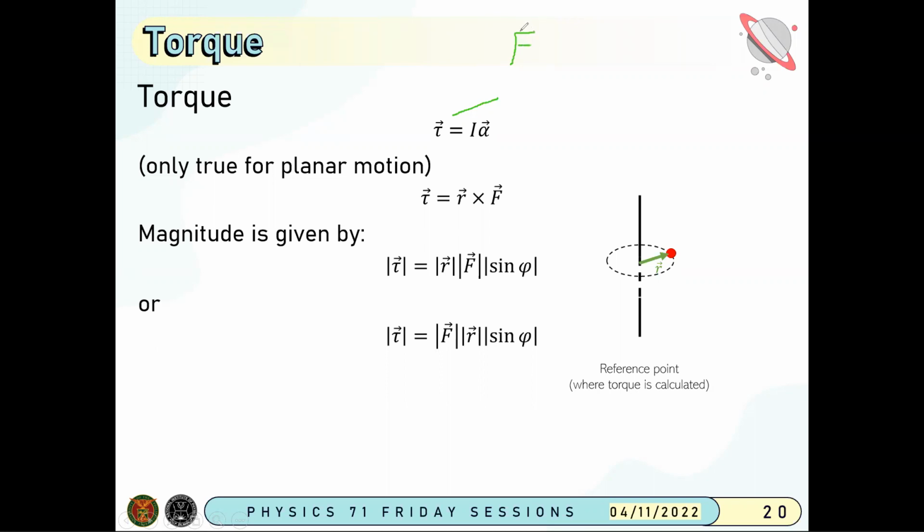F equals MA. So you can see now the analogy sa linear motion and rotational motion.